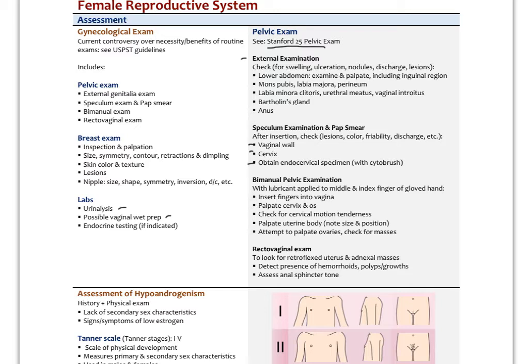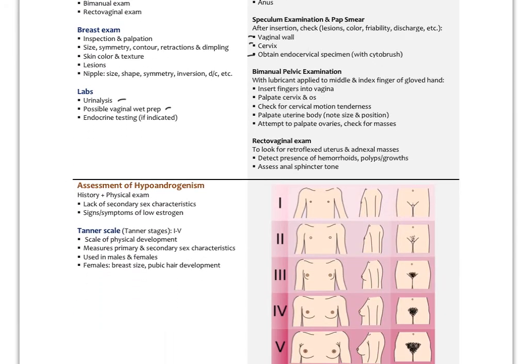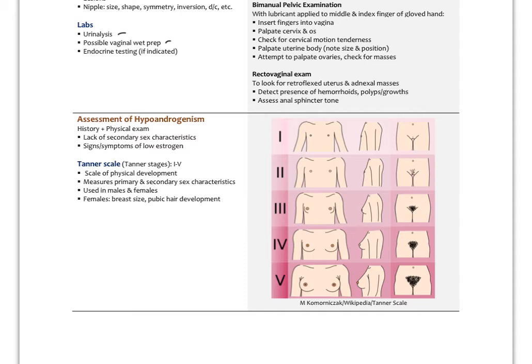Now, in early life, in pre-teenage and teenage years, one of the things we're on the lookout for is any signs of hypogonadism. So this would actually be hypoestrogenism. Sorry about that. So hypoestrogenism. So any lack of development of secondary sex characteristics or any other signs or symptoms of low estrogen.